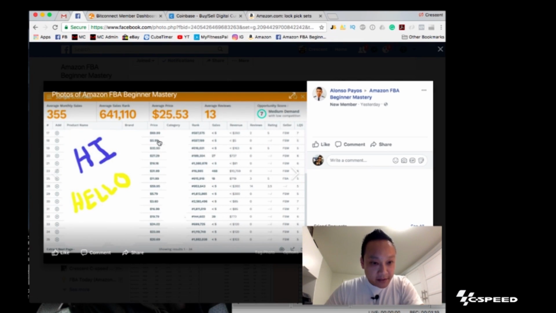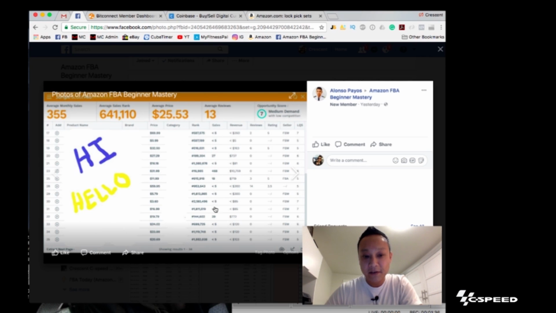Okay, so this one, you'll see that the price is decent. The price here kind of falls off down here, and you can probably sell it for around $15, $20. Not bad. But the big problem here is the sales.